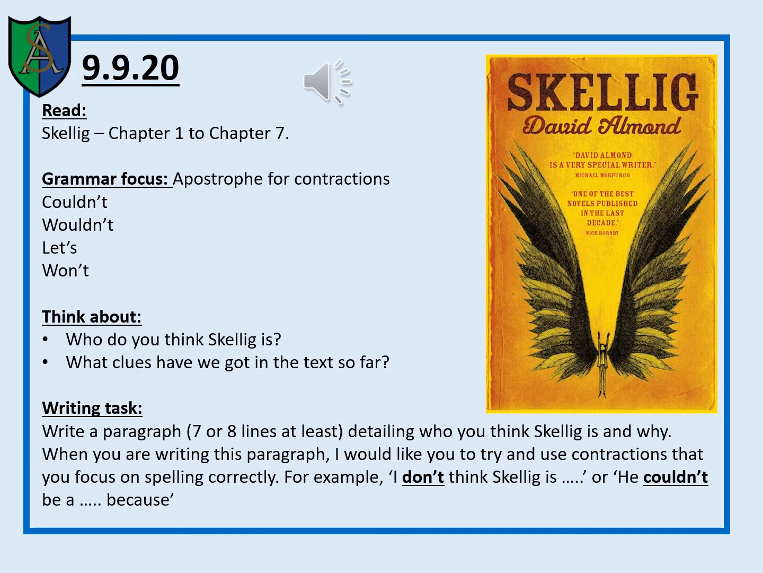Now, today in our English lesson, we're going to be looking at apostrophes for contraction. We looked at those briefly yesterday in our SPAG lesson, so you'll remember what they are. It's where words like could not become couldn't, would not, wouldn't, and so on.